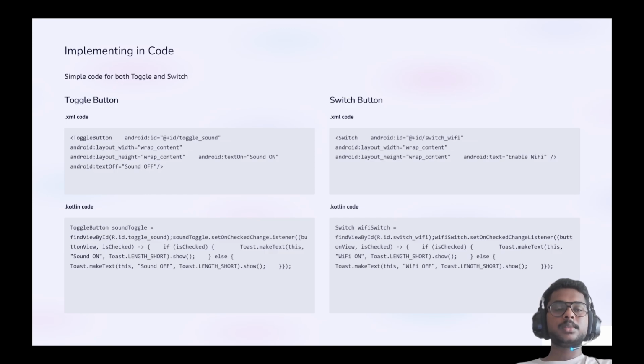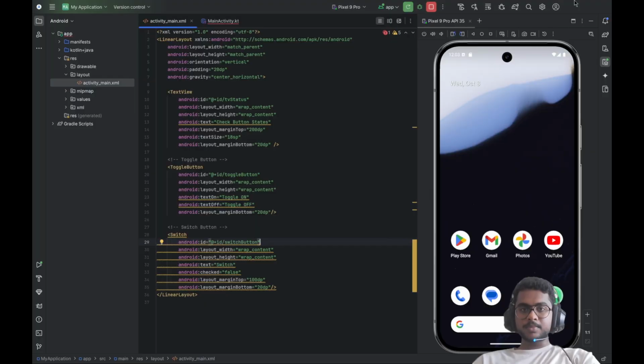Now, let us see how toggle and switch button can be implemented in Android Studio. First, this is an Android Studio application, and here we first have to open activity_main.xml. In here, I'm using a linear layout. First, I'm taking a text view to show the state of the toggle button.